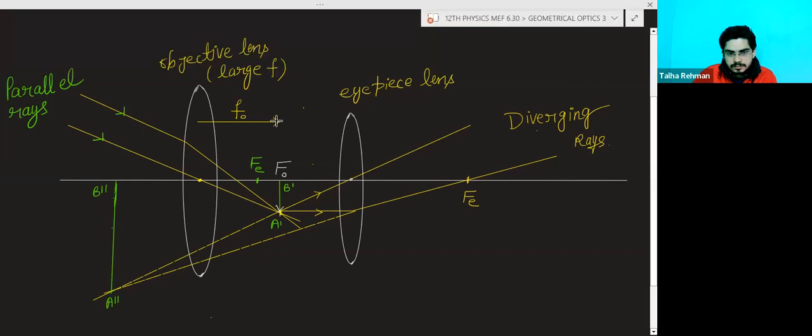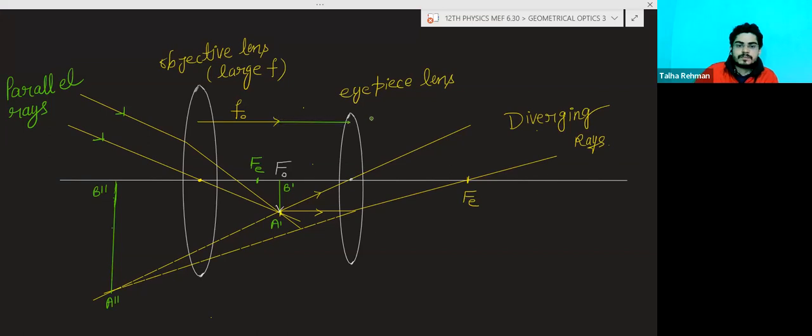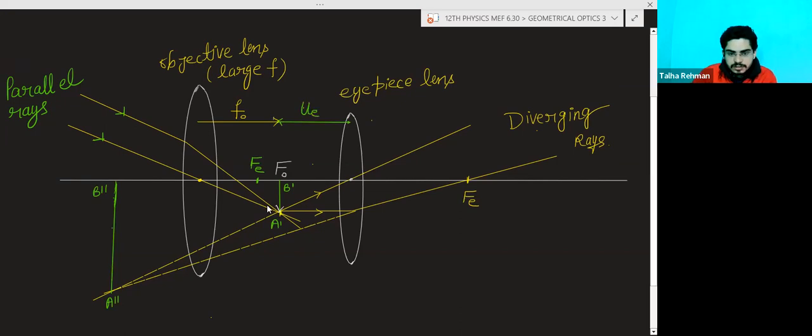This distance will be the object distance for the eyepiece lens, because this is the virtual object for this eyepiece lens.